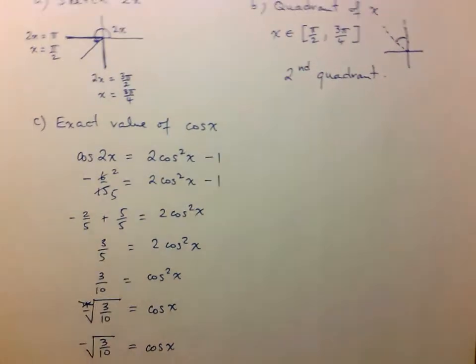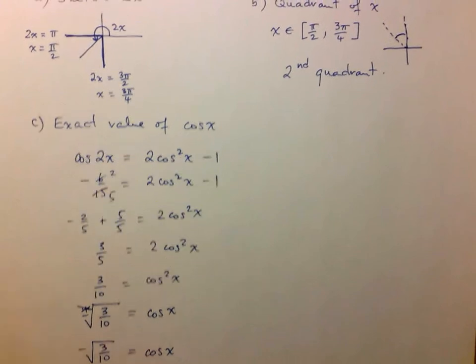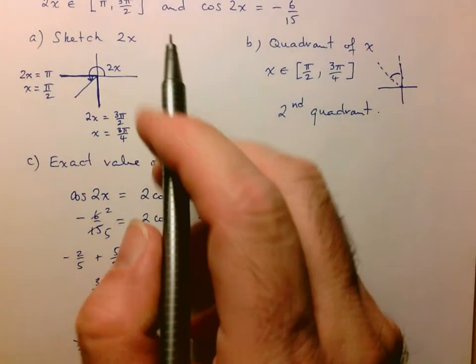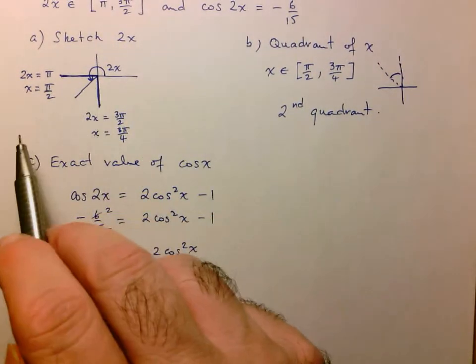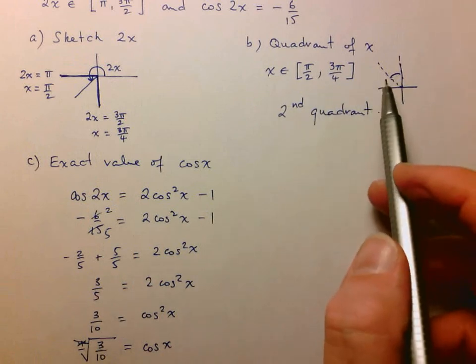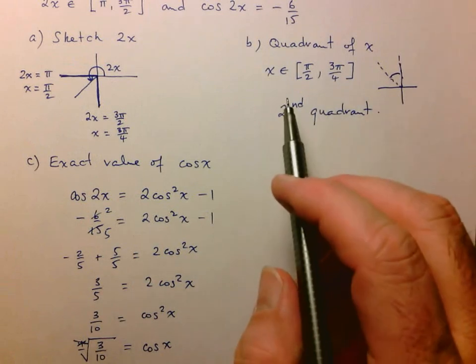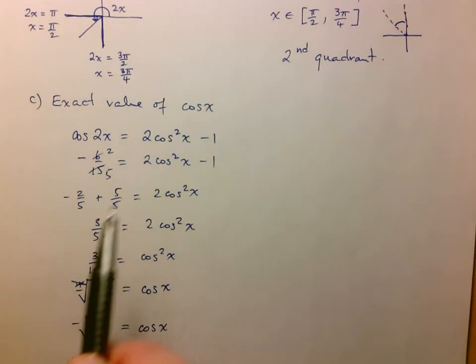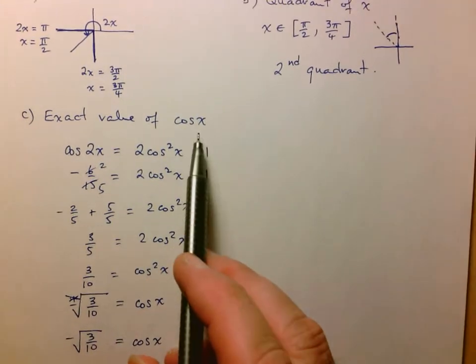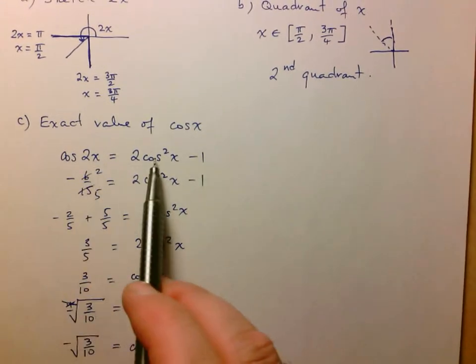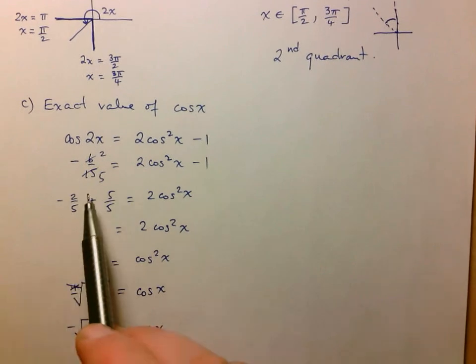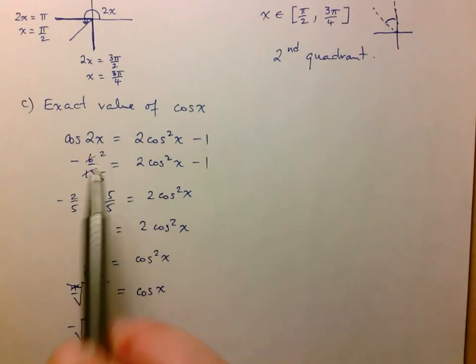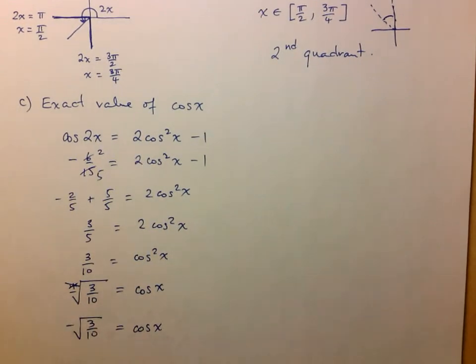Okay, so just to recap, they're giving us information about 2x. I was able to determine the range of values that x could have. That allowed me to say that it had to be in the second quadrant. And then in order to determine cos x, I just used my double angle identity, something we've also done when determining half angles. Okay, that's it for this one.